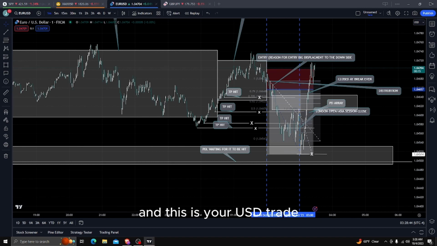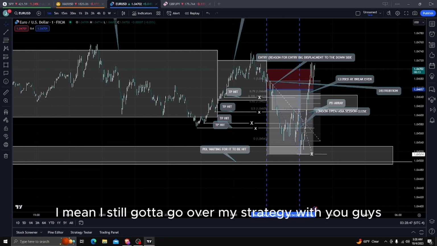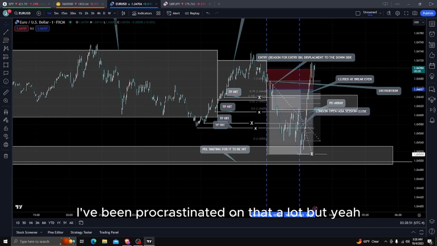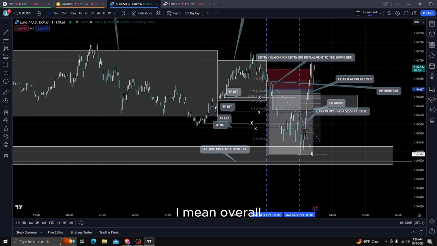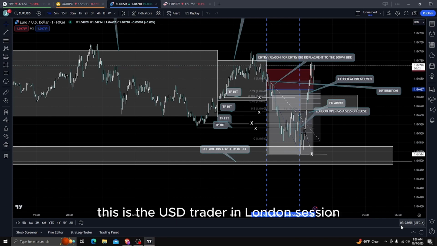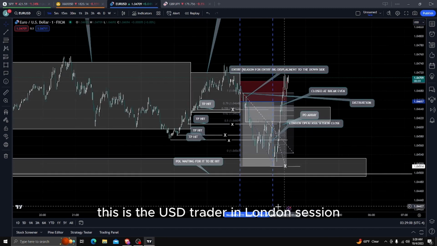This is a Euro USD trade. I still gotta go over my strategy with you guys. I don't know when I will do that. I've been procrastinating on that a lot, but overall, this is kind of what the trade looks like. Anyways, this is the Euro USD trade during London session, and I'm out.